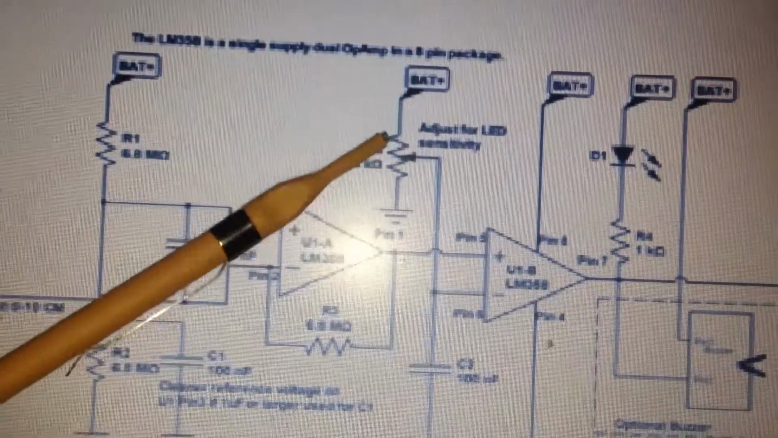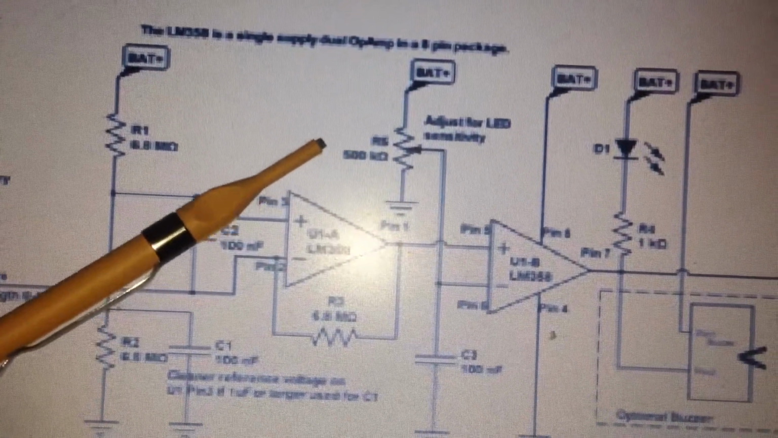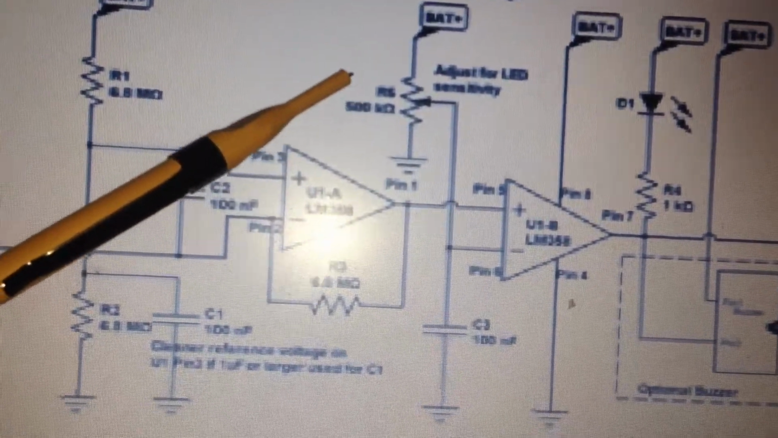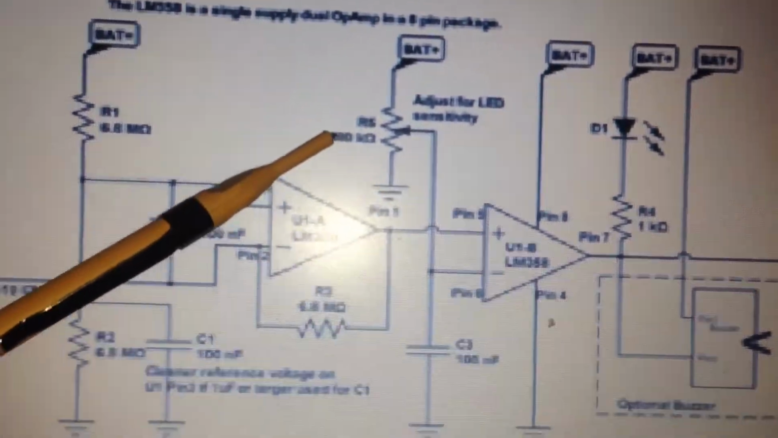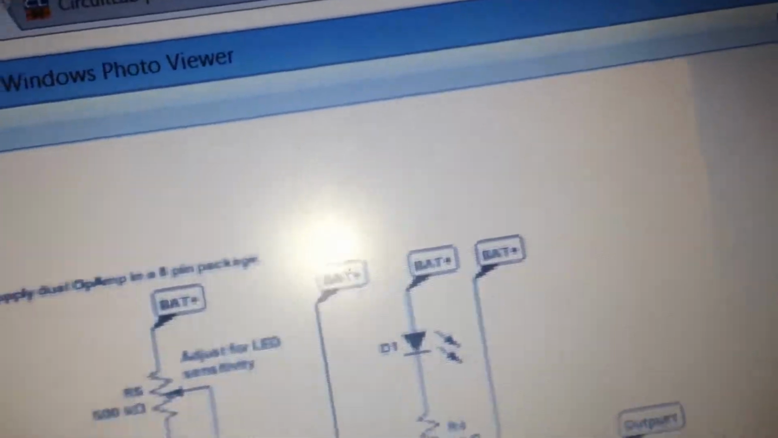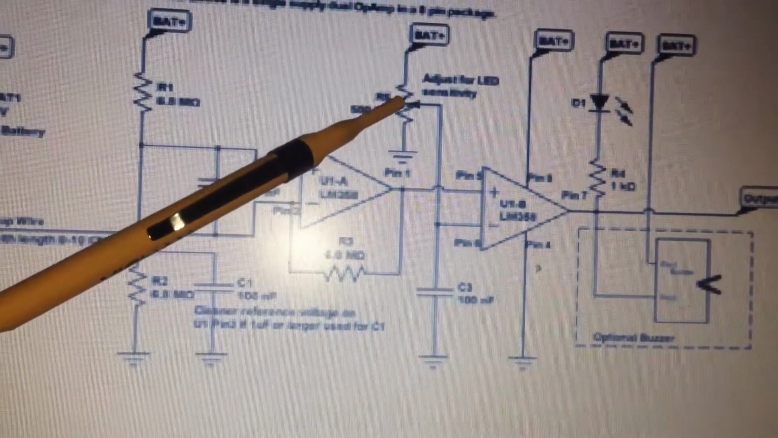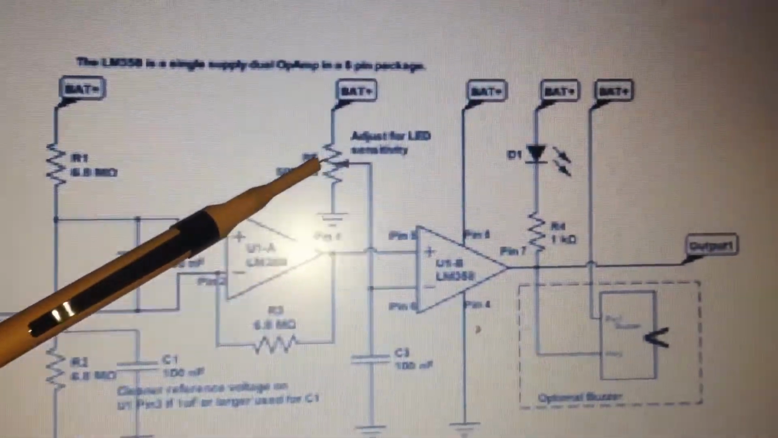It doesn't matter which resistance you use for the pot. So finally, we are able to adjust the signal level with this potentiometer.